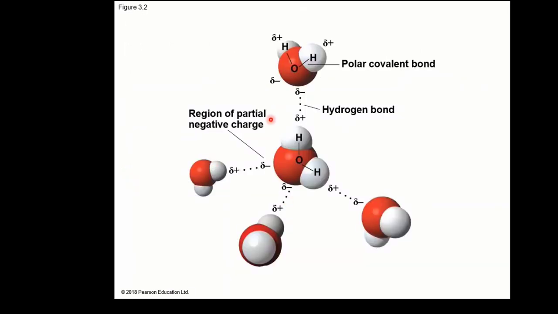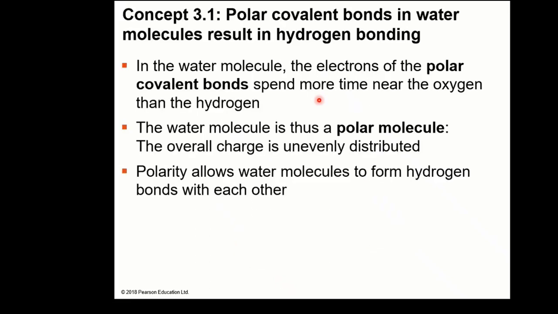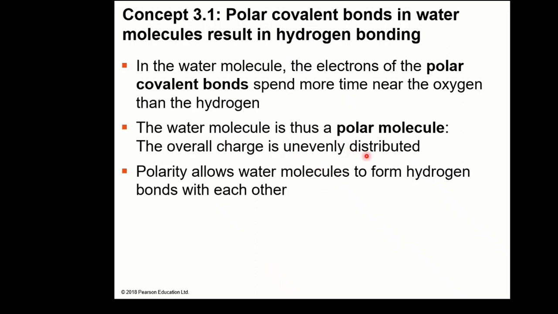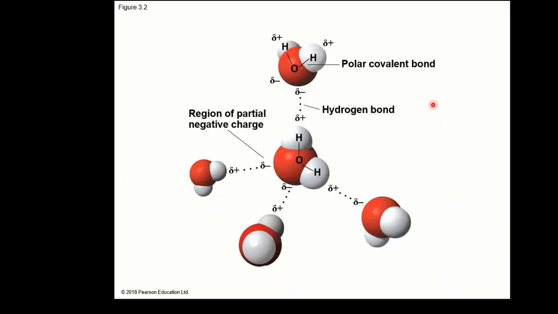So here is another structure where you find the region of partial negative charge, and then you find the hydrogen bond and the polar covalent bond, and they prefer to be near oxygen than in the hydrogen. You can even check here that there are more. And what does that result in? It results in an unevenly distributed charge because there's a preference. These fellows here prefer to spend more time near the oxygen than the hydrogen.